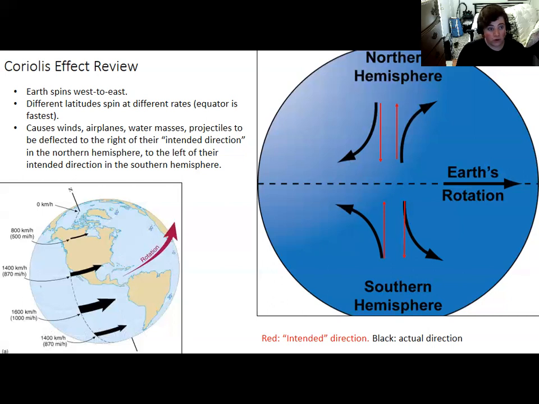And in the lab, you'll also work through the Coriolis effect a bit. You'll do some exercises that walk you through developing a better understanding of why it causes air masses to be moved.